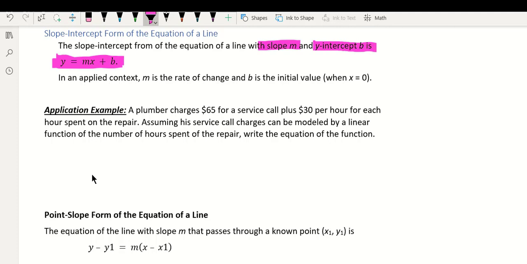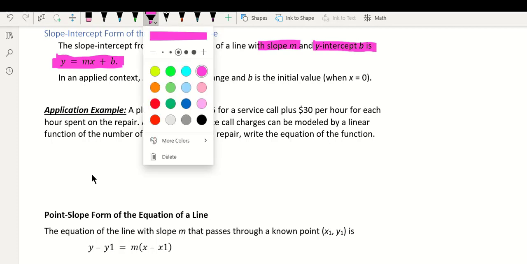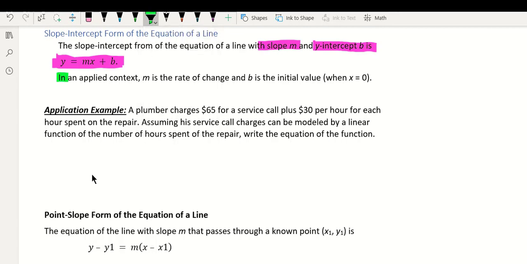Right? Now, another key thing you want to kindly remember is that in applied contexts, applied meaning real life situations, the m is the rate of change and the b is the initial value when x equals 0. All right, so just remember when we're dealing with applications, you might want to keep that in mind.